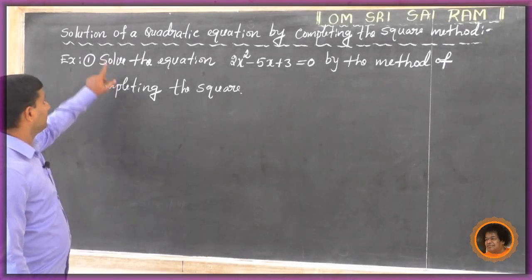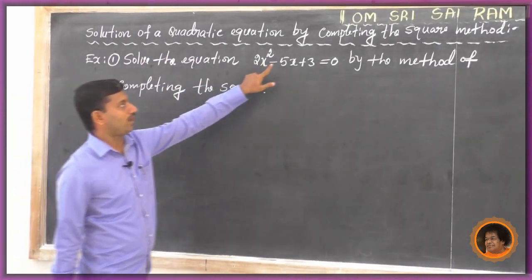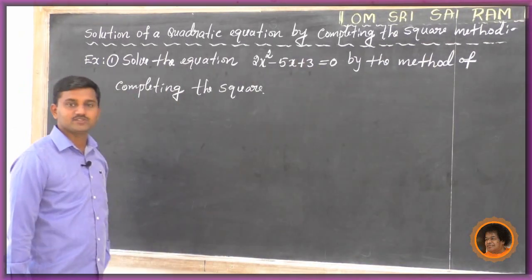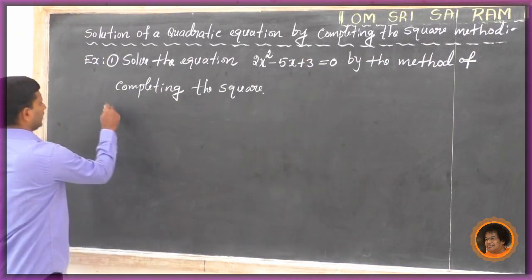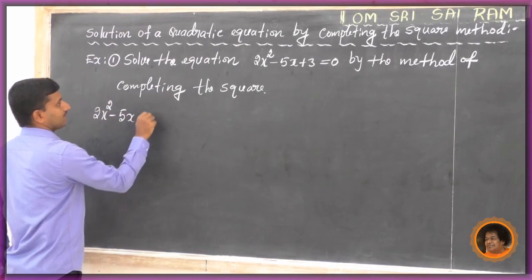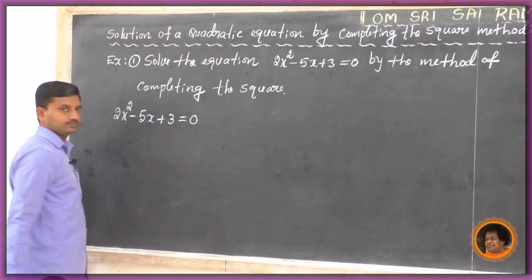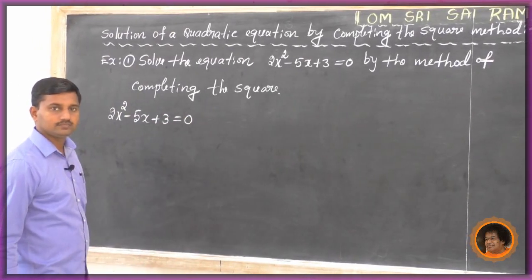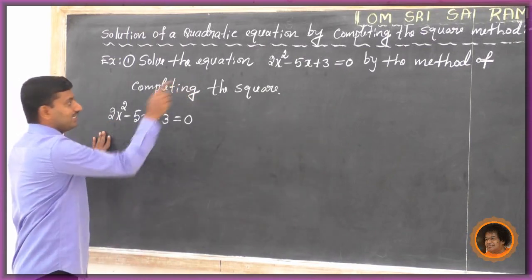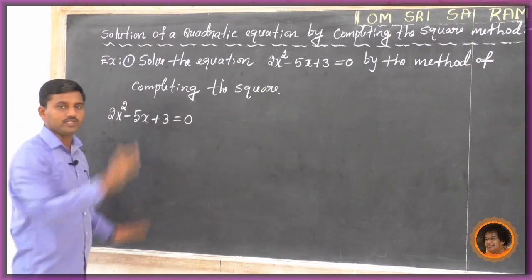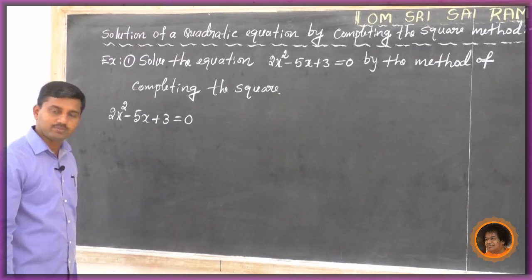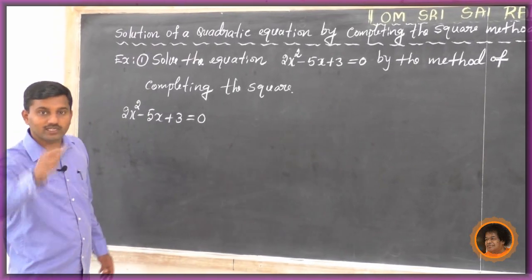Move on to the next example. Solve the equation 2x square minus 5x plus 3 equals 0 by the method of completing the square. So the given equation is 2x square minus 5x plus 3 equals 0. What is the first step? Standard form. The given equation is already in the form of ax square plus bx plus c equals 0. Otherwise you have to write the given equation in that form. So this is the first step. What about the second step?